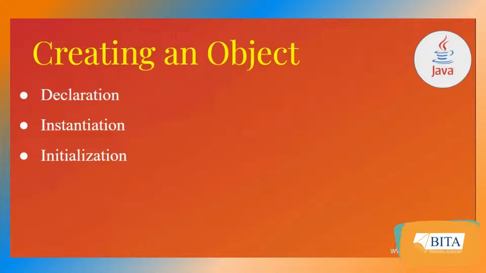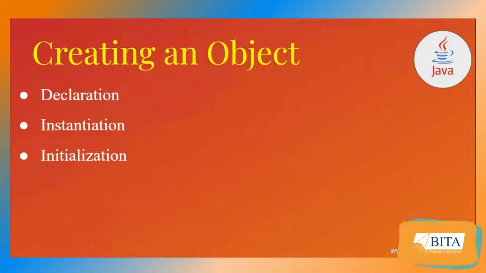A class provides a blueprint for an object. So an object is created from a class. In Java, we have a new keyword to create objects. We will follow 3 steps for creating an object.